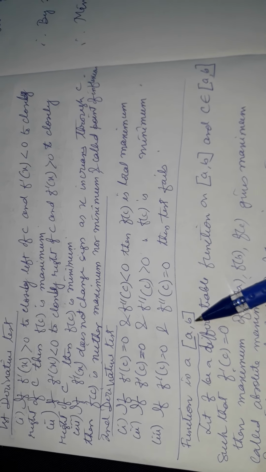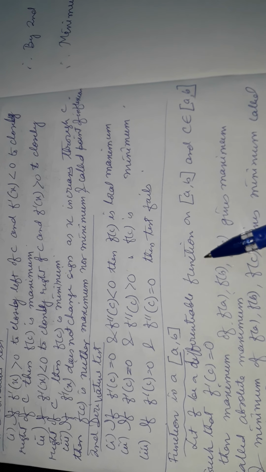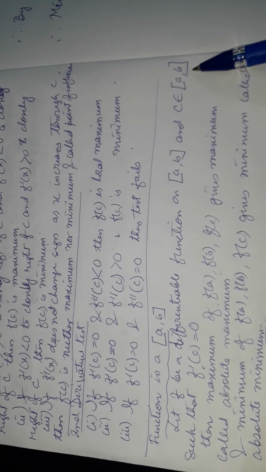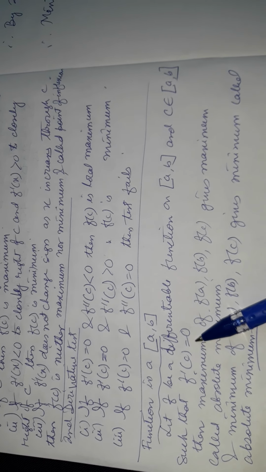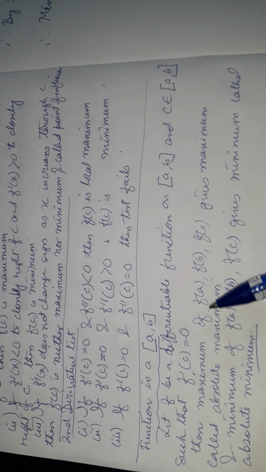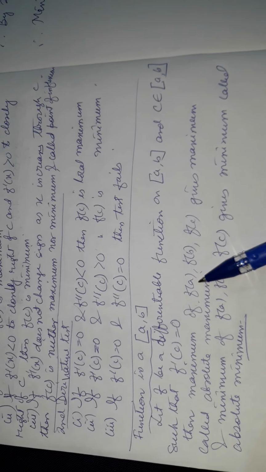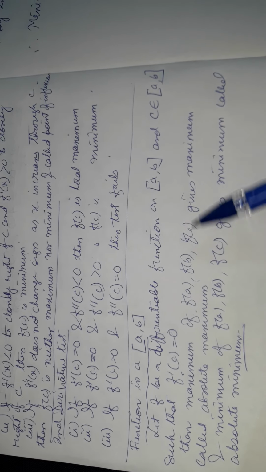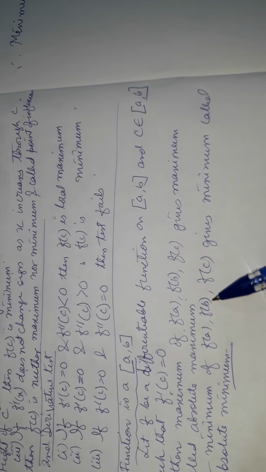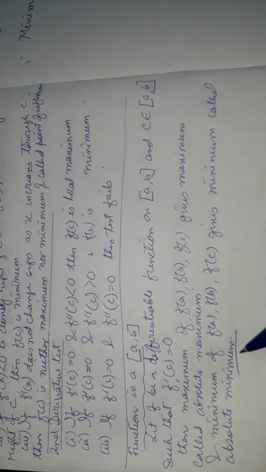Remember one thing, the first derivative is always 0 at a maximum or minimum point. Now if it is a closed interval, suppose f is a differentiable function on the closed interval [a, b], and c belongs to [a, b], f'(c) is equal to 0, because at the maximum or minimum point the first derivative should be 0. Then the maximum of f(a), f(b), f(c) gives the maximum value, called absolute maximum. The minimum value among these three is called absolute minimum value.